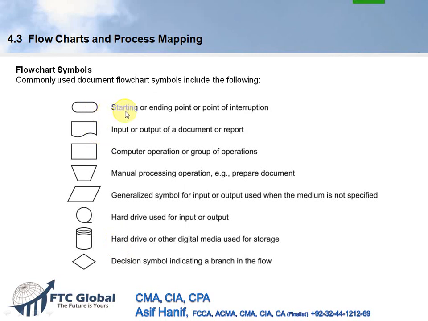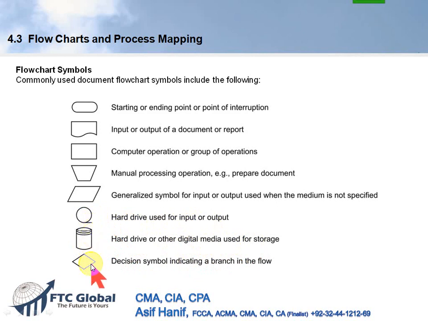This symbol indicates starting and ending. This symbol indicates input or output of a document or report. You can see this is for the computer operation, this is for manual operation. This sign is a generalized symbol. When input or output is not defined, this symbol could mean a mouse, a keyboard, a computer screen, an LCD screen. It could represent anything, input or output, when the medium is not specified. This sign indicates a hard drive used for input or output. This indicates a hard drive with other digital media used for storage. So this is the hard drive that is live, and this is for the storage.